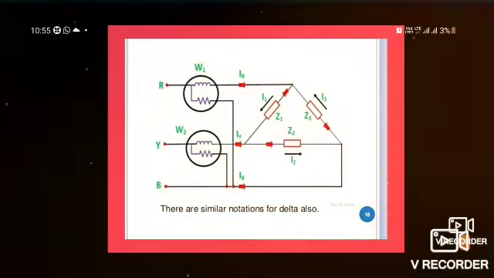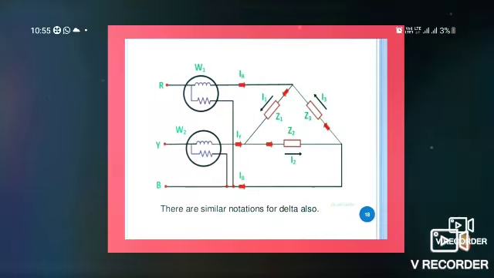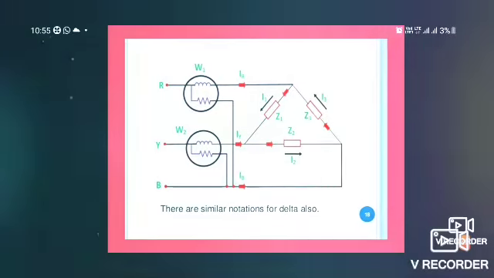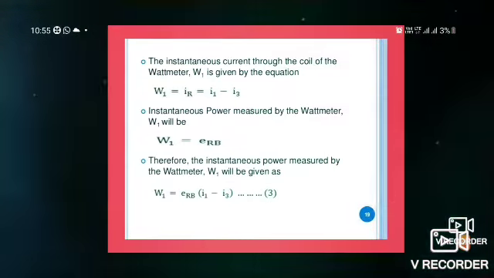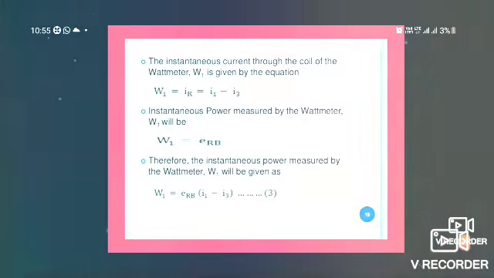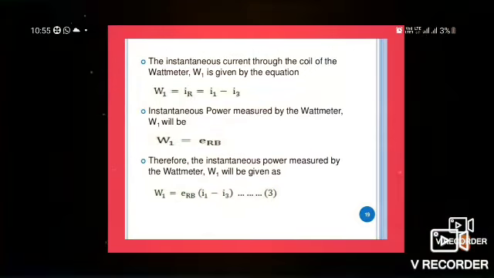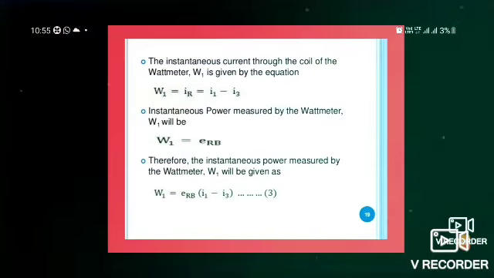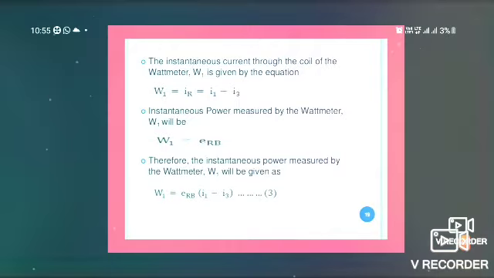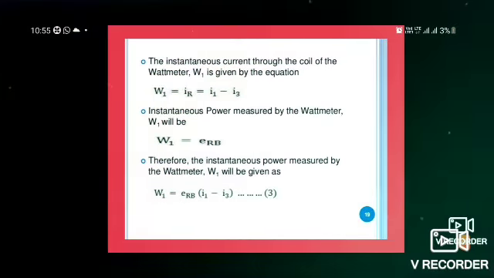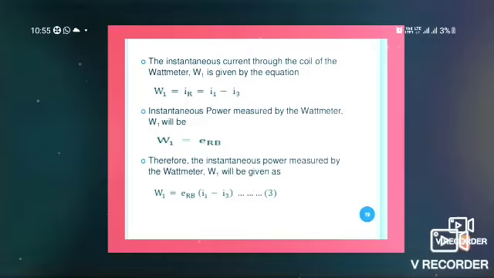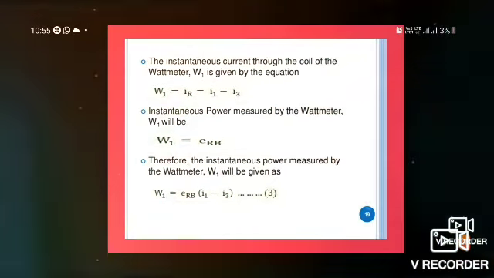Now the delta connected load, two wattmeter method. There are similar notations for delta also. Here also the current through W1 is IR, which is equal to I1 minus I3, and the voltage across W1 is ERB. Therefore, the instantaneous power measured by the wattmeter W1 is ERB into (I1 minus I3).